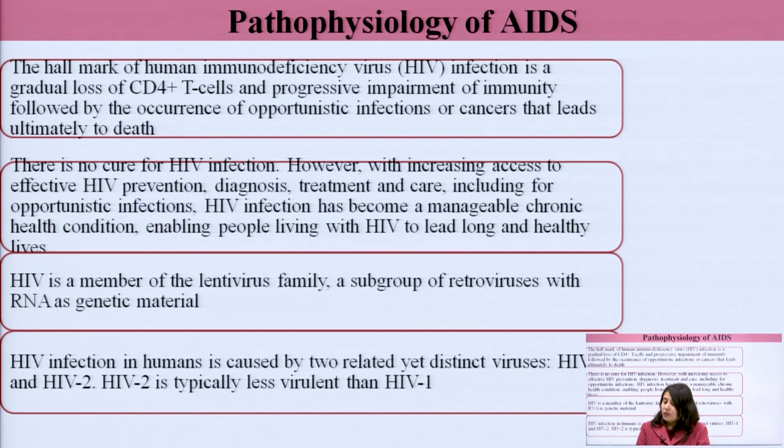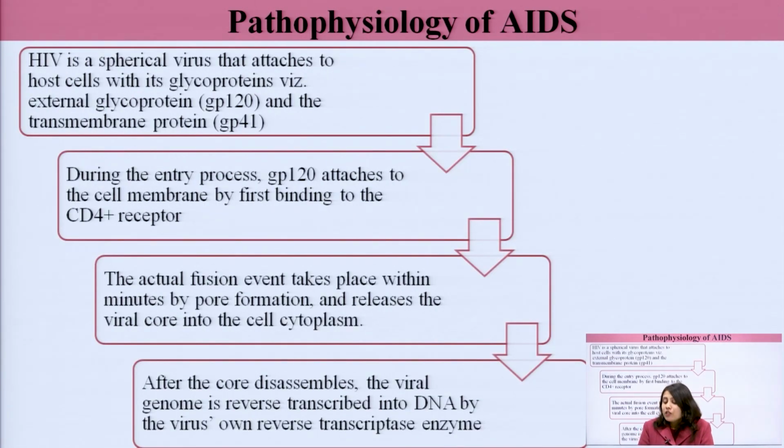HIV infection in humans is caused by two related yet distinct viruses, HIV-1 and HIV-2. Of both the types, HIV-1 is more virulent, meaning it causes more severe infection, and HIV-2 is typically less virulent as compared to HIV-1. Now we talk about how this infection occurs in the human body and how this disease progresses. The pathophysiology of AIDS: HIV is a spherical virus that attaches to the host cells with its glycoproteins, the external glycoprotein and the transmembrane protein.